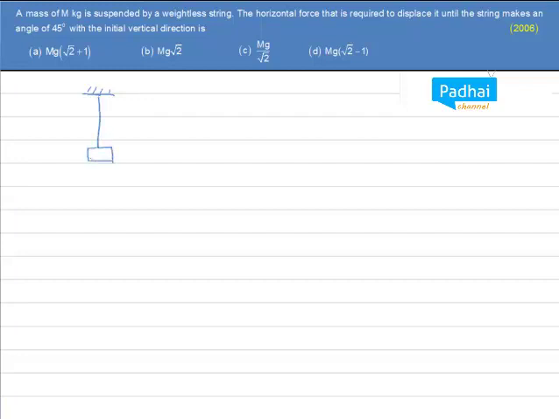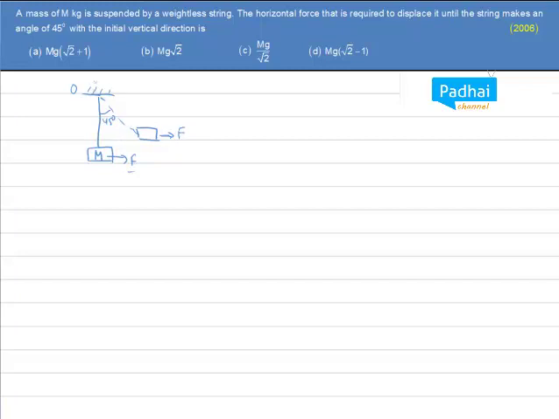Now this is a mass of m kg. Now we apply a force F, so that eventually this block comes to this position, that is basically making an angle of 45 degrees with the axis. So basically we need this force which can take it up to this point.